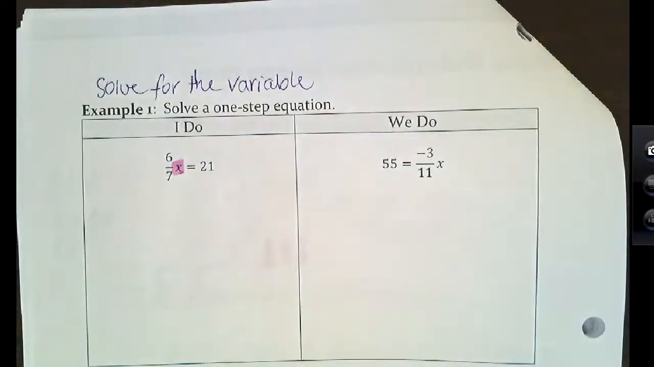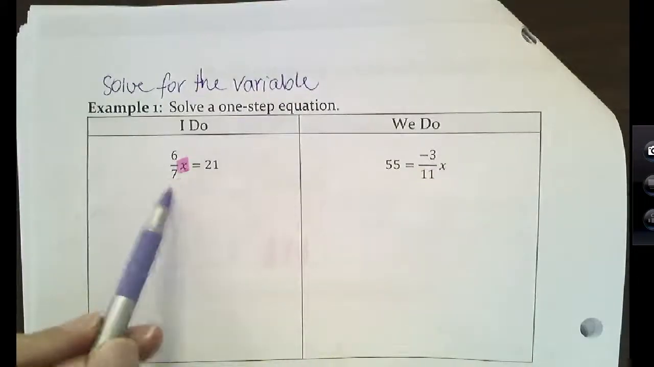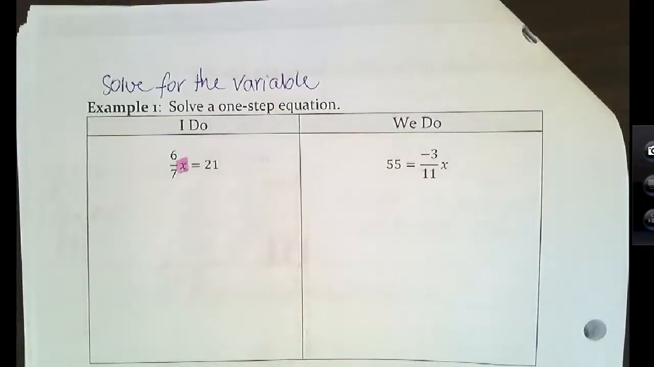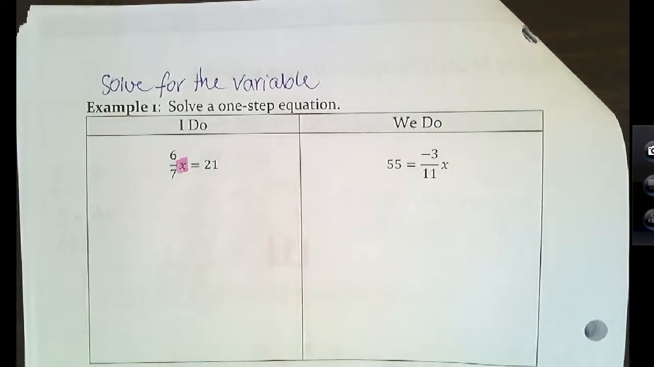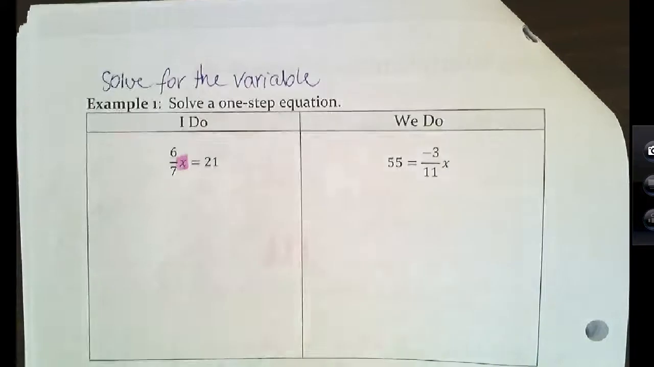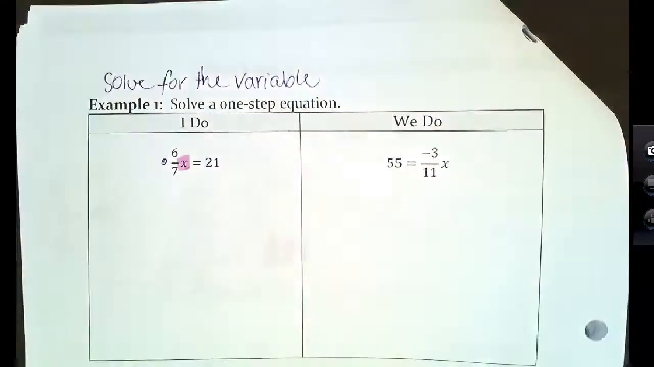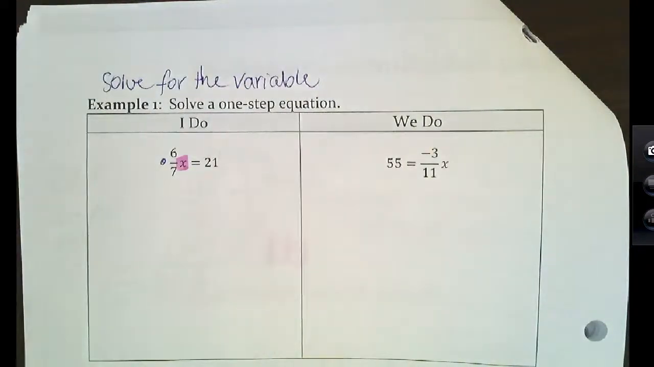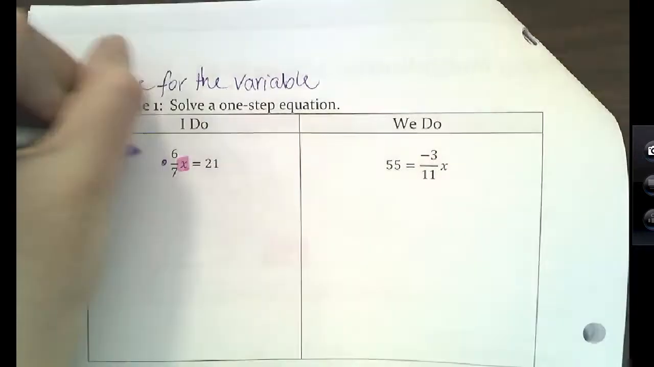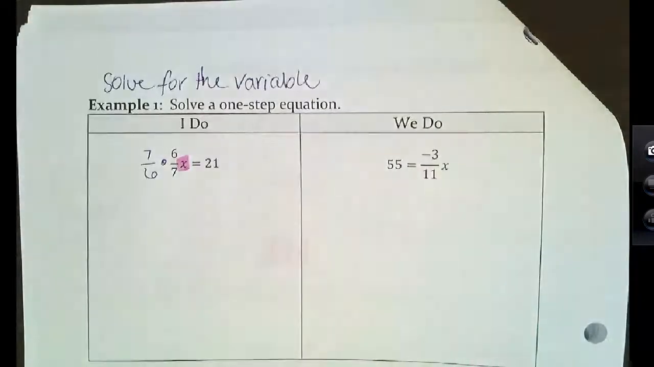So I have to get rid of that 6/7. I want to get rid of that fraction because I want it to just say x. I don't want it to say 6/7 x. I want it just to say x. So what I'm going to do is actually multiply by the reciprocal of 6/7. What's the reciprocal of 6/7? 7 over 6. So I'm multiplying by the reciprocal.